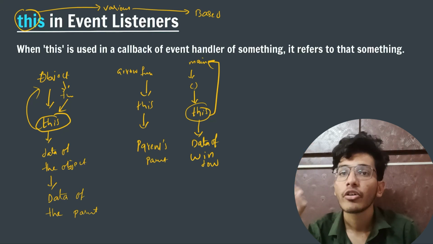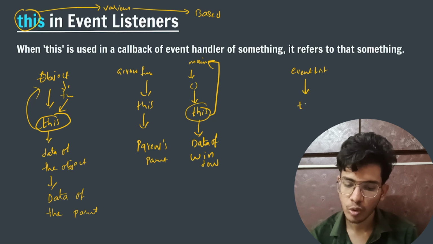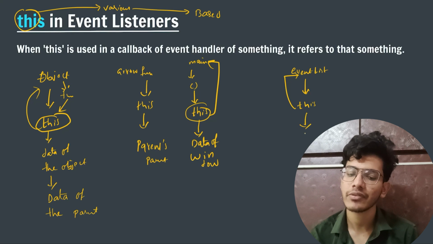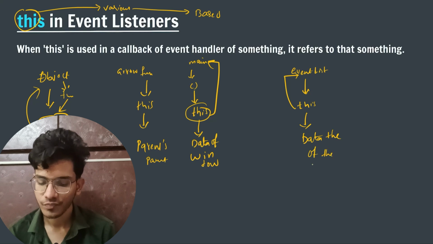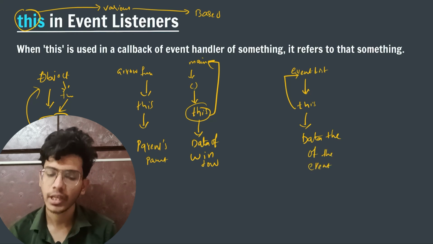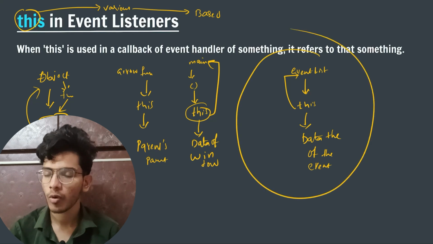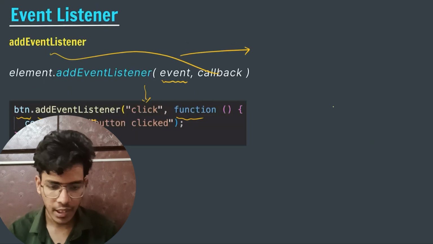Now, for event listeners, whenever you create an event listener, what this will do is store the data of that particular event listener, the data of that particular event. Now before we go into this, I want to show you there is a concept called default argument.